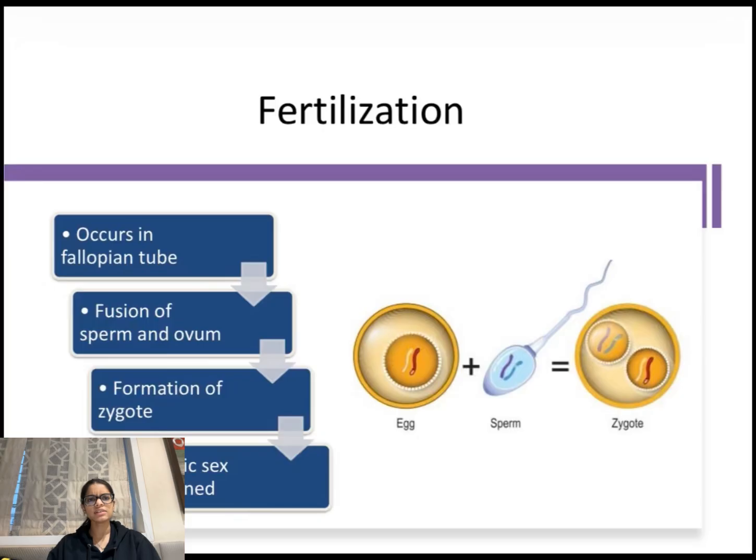Fertilization. This slide explains fertilization. Fertilization is a process where a sperm fuses with an ovum, usually in the ampulla of the fallopian tube. The fusion forms a zygote and restores the diploid chromosome number of 46. Fertilization also determines the genetic sex of the baby and activates metabolic and cellular processes necessary for embryonic development. It marks the beginning of a new human life.